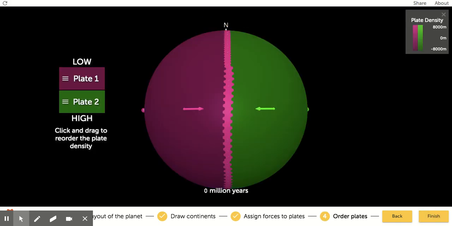Now we're going to look at plate density. On plate density here, we're looking at the difference in density. This is important because when you have two materials that interact that have different densities, something's going to happen. We should already know this. So here I have plate 1, which is on my left side. This has low density. It's not very dense. Plate 2, on the other hand, on the right side here in the green, is dense.